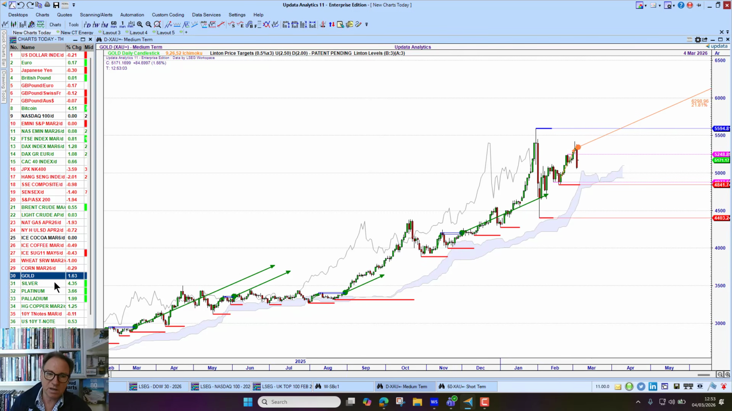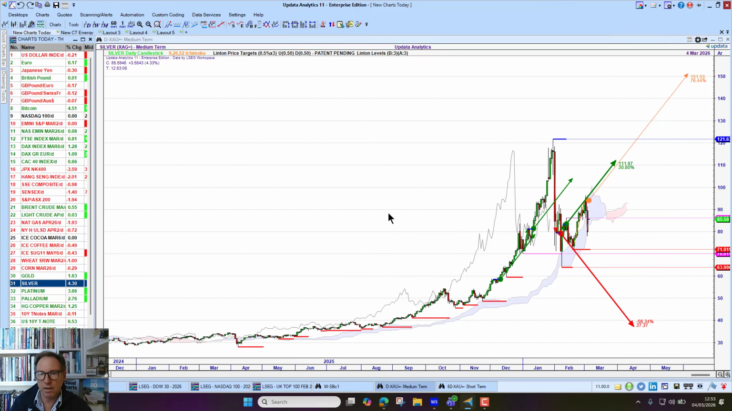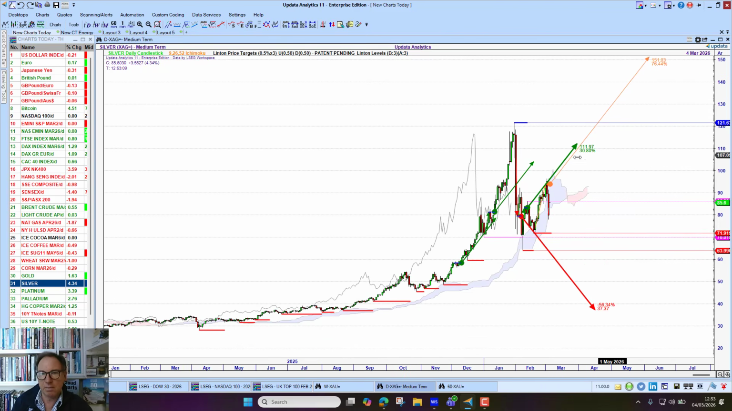that is a warning. And silver has had a really ragged time the last couple of days. It's recovered this morning, up 4%, but really, we're waiting for a new high to activate this new upside target. That would be more bullish.